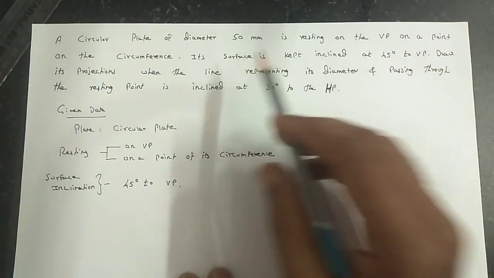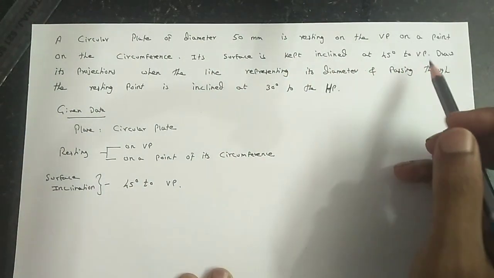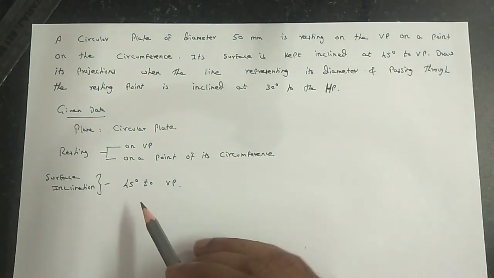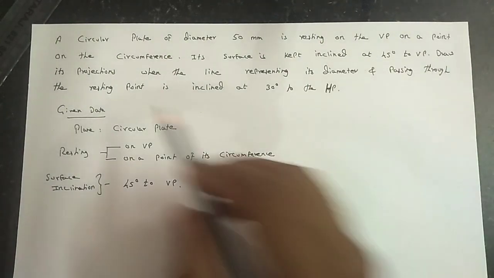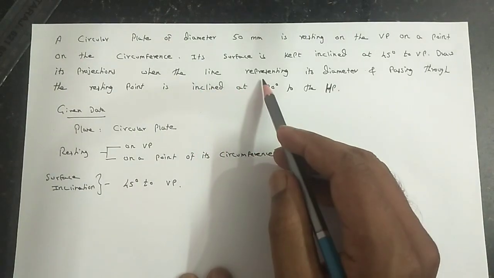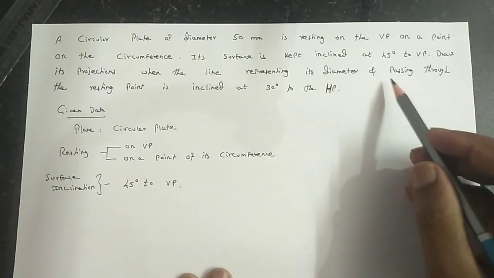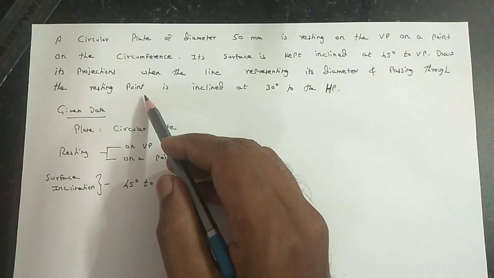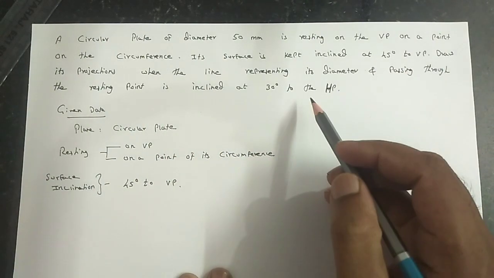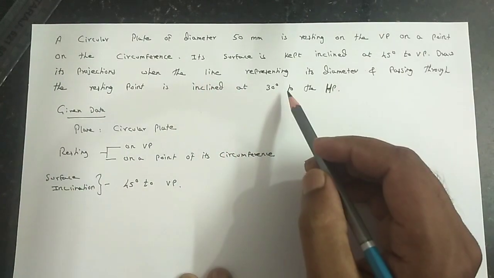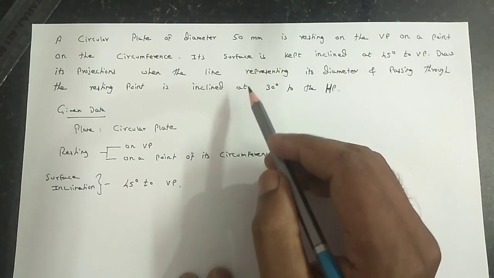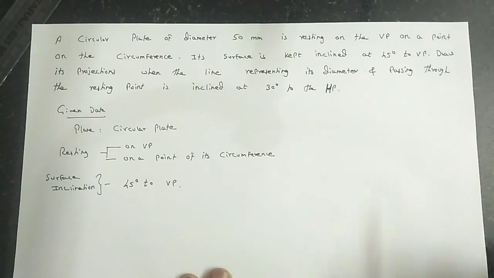And its surface is kept inclined at 45 degree to VP. So surface inclination is also 45 degree to VP. So this is the stage 2 condition, surface inclination. And next, the special condition: draw its projection when the line representing its diameter and passing through the resting point is inclined at 30 degree to the HP. Okay, so this is the special condition. We will see this later. So now we are going to draw the diagram.